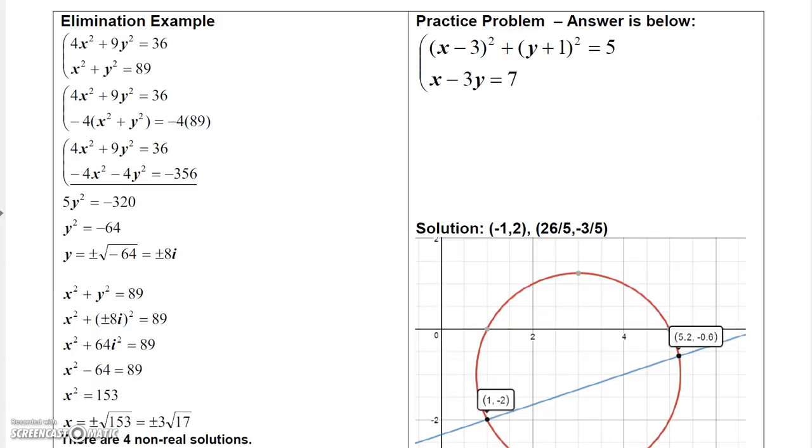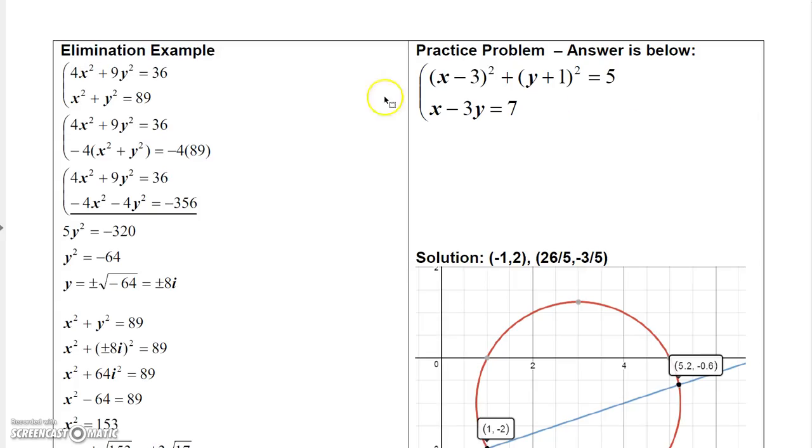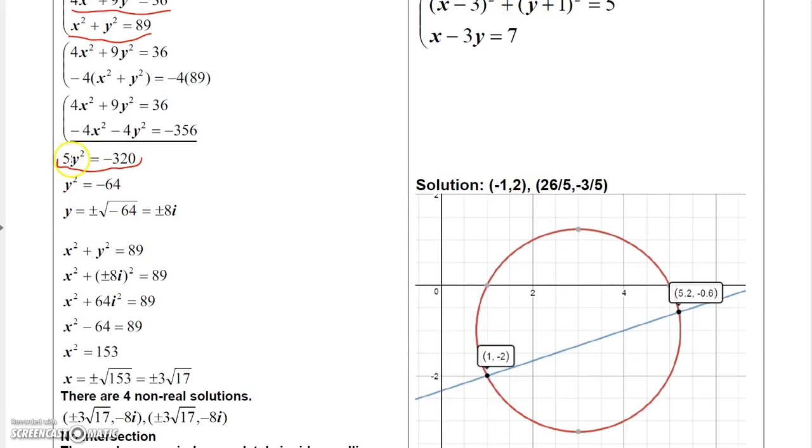Okay, let's back up on this example. You'll notice I actually changed it. So take a look. All right, so I made a couple changes here on the second equation. So now let's start this one again. If we multiply this equation by negative 4, we're actually going to get negative 4x squared minus 4y squared equals negative 356. Now if I add these two together, the x's cancel. I'm going to get 5y squared equals negative 320. And then if you divide 5 into negative 320, you get negative 64.